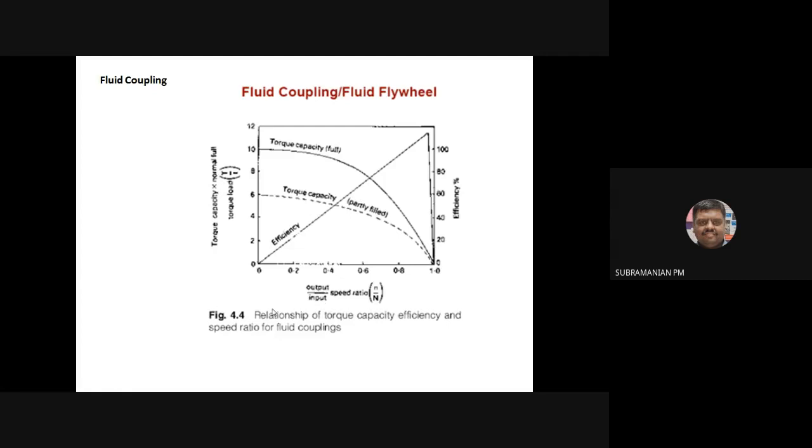So what will happen when my speed ratio is 1? That is when turbine speed equals impeller speed, small n is equal to capital N, I will have this ratio 1, and you can see my efficiency will reach the maximum point. Why? I'm able to transfer the maximum power from impeller to the turbine, and my turbine is also rotating at the same speed as my impeller. So my fluid coupling efficiency will be maximum when the speed ratio is 1. That is theoretically only. Practically, speed ratio 1 is not possible. It will be less than that.